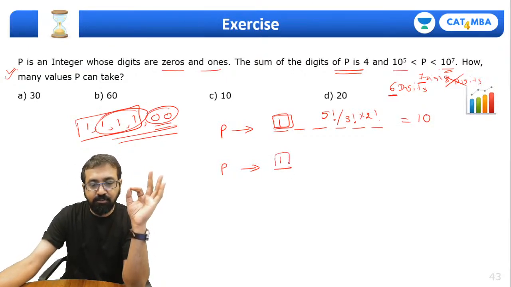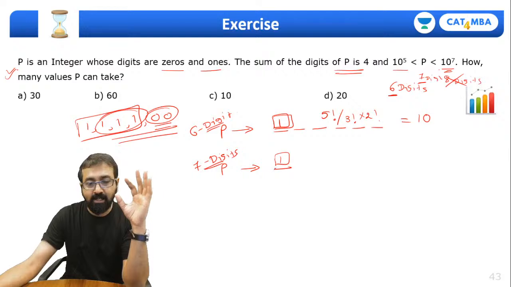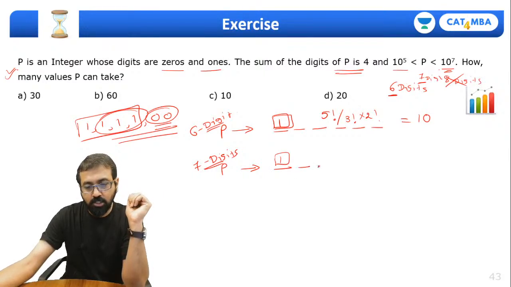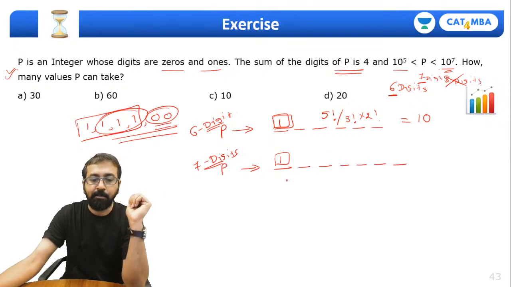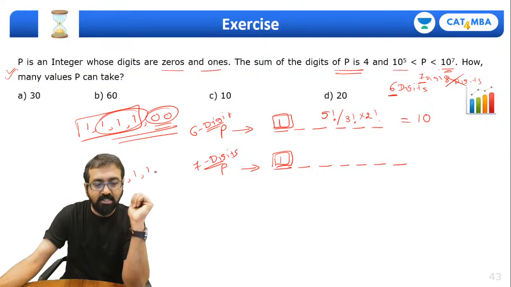Same way, if I fix 1 over here, now I am talking about, see, this was a 6 digit number and this is a 7 digit number. I'm just explaining elaborately so that those who didn't get can understand. So 1, 2, 3, 4, 5, 6, 7. I have fixed 1 over here. What digit can I use? So again, I need to use exactly 4 ones and remaining 3 zeros.